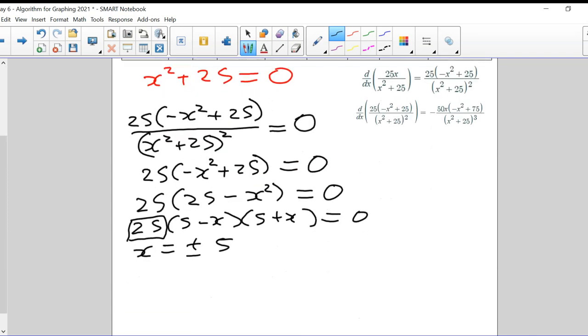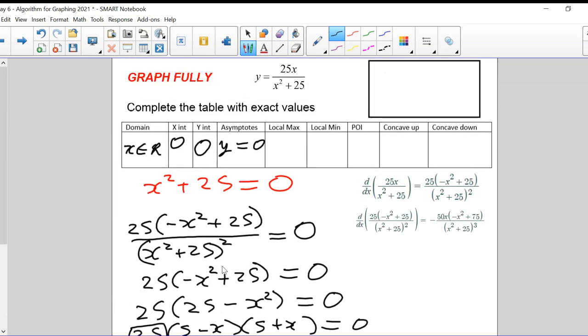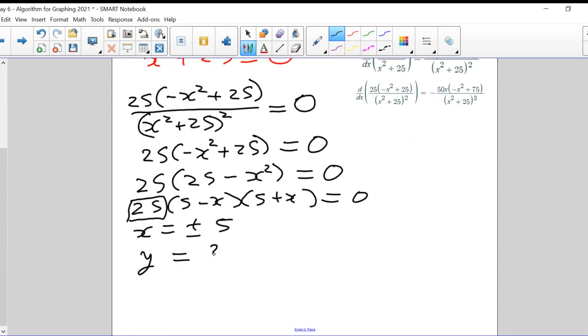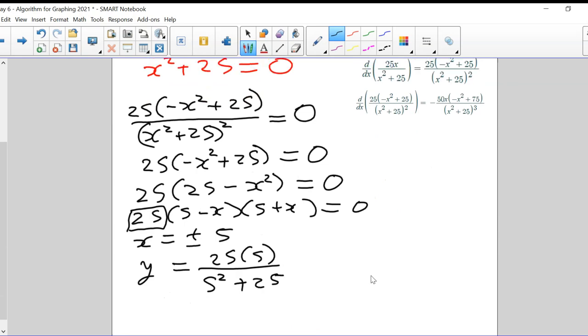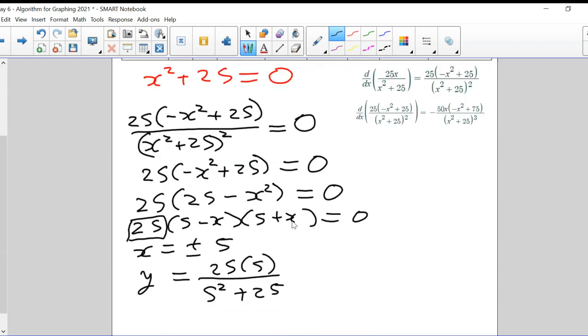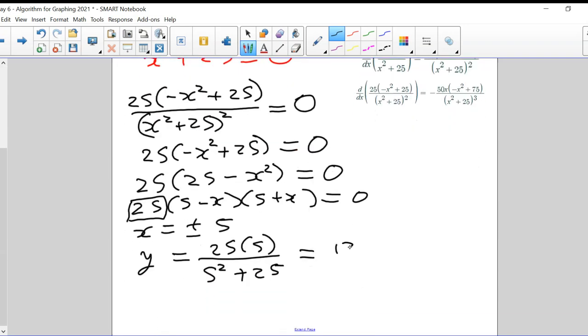So let's plug that in. So y equals 25x over x squared plus 25. So 25 times 5 over 5 squared plus 25, was it? Oh, I don't remember again. Okay, the top of this is 125. The bottom of this is 50. So 125 over 50, divided by 50, comes down to 5 over 2.